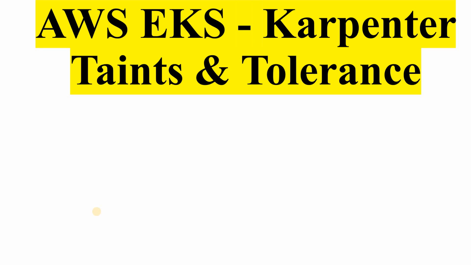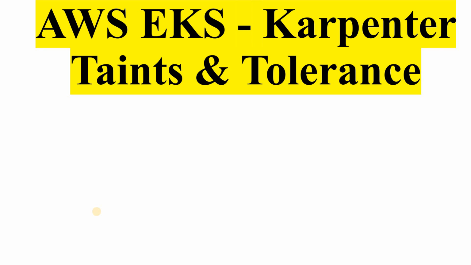Hi, in this video, we will see what Kubernetes taints and tolerations are on an AWS EKS cluster using Karpenter. As you might have heard, taints and tolerations in Kubernetes are used to control which pods are scheduled on which nodes. Basically, taints are labels applied to nodes to indicate that certain pods should not be scheduled onto those nodes unless they have a corresponding toleration, right?